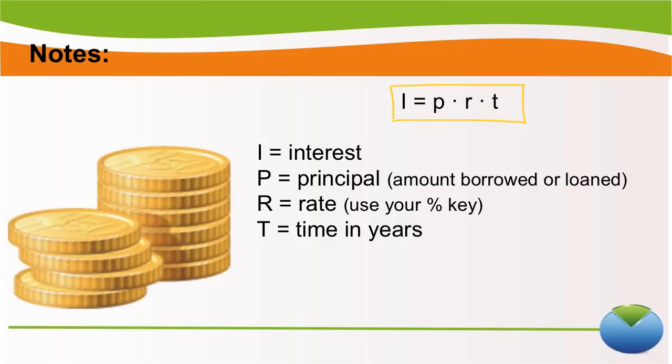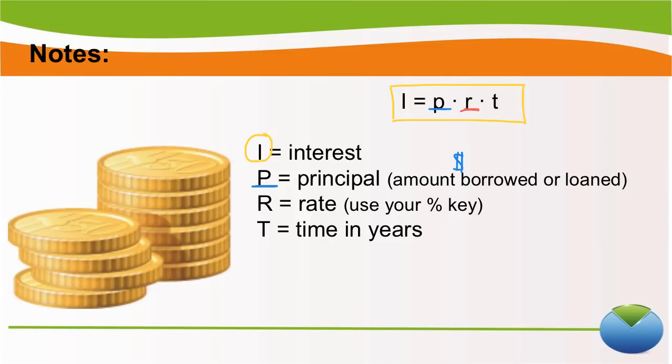Well, let's talk about what all those parts mean. The I stands for the interest. Interest is money you either pay because you've borrowed from somebody or is paid to you because someone has borrowed from you. Principal is the P. That's the amount of money, so you're thinking money here, either borrowed or loaned.